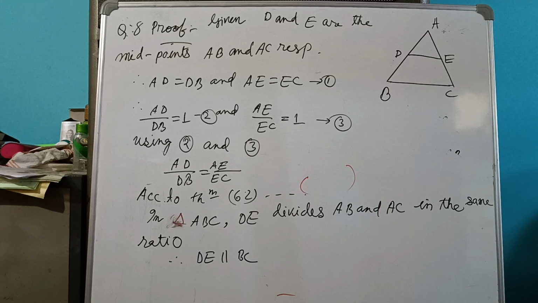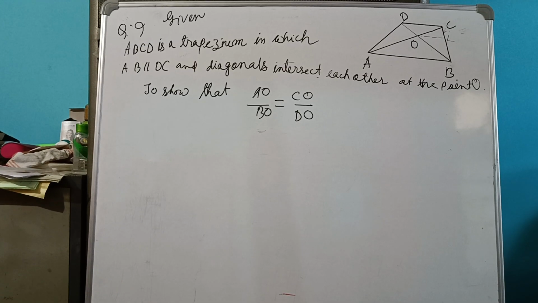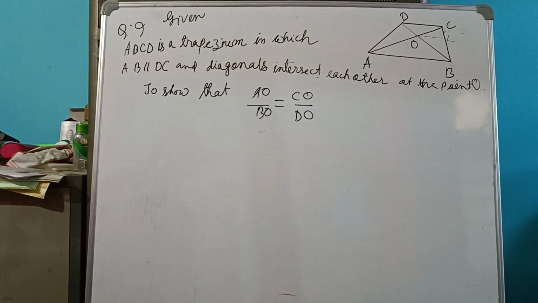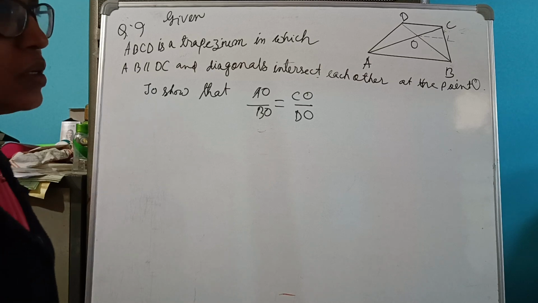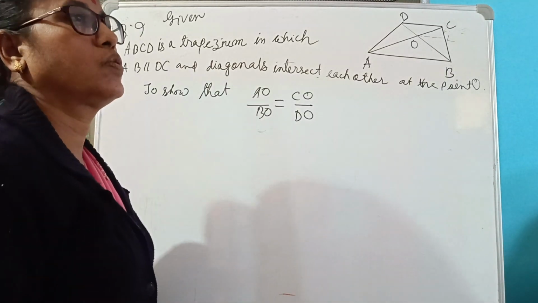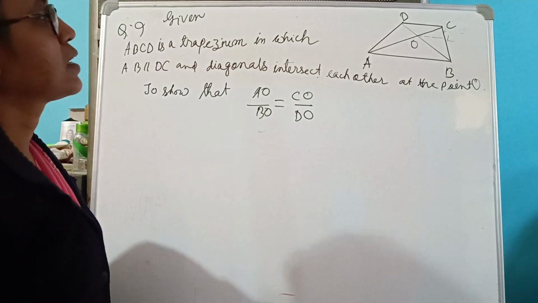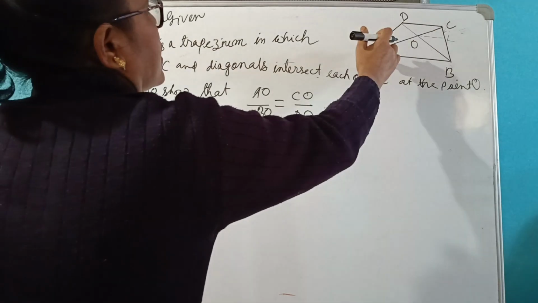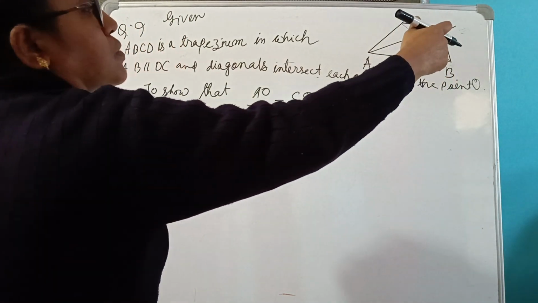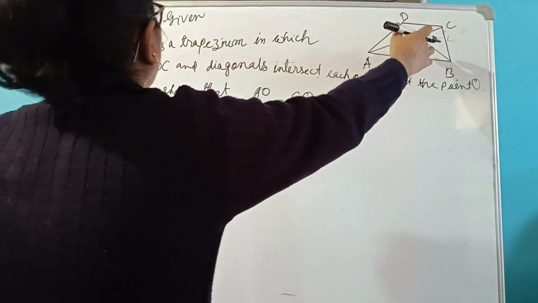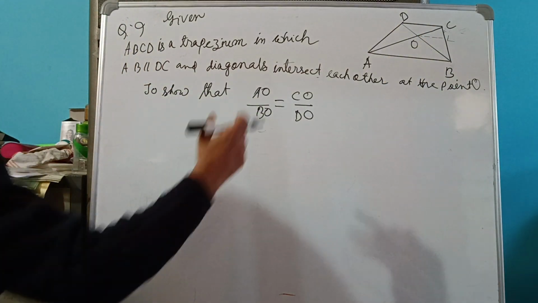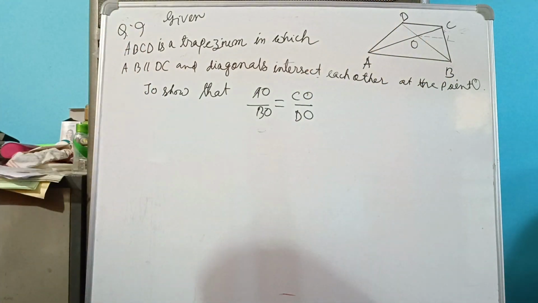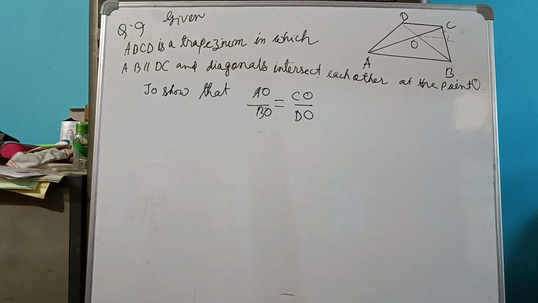Okay, students, what is given here? ABCD is a trapezium. Now, what is a trapezium? A quadrilateral whose one pair of opposite sides is parallel. Here, what is given? AB is parallel to CD and AC and BD are its diagonals. They intersect each other at O. Then we need to show that AO by BO is equal to CO by DO. This is our question.